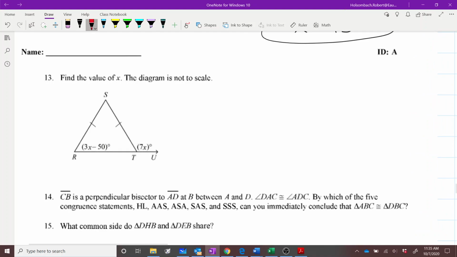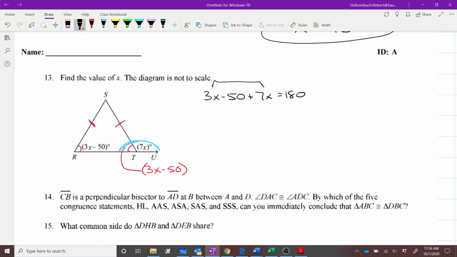Problem number 13, another isosceles triangle. If two legs of a triangle are congruent, then the angles opposite those legs are congruent, which makes this angle equal to 3x minus 50. Which makes these two angles a linear pair. So your 3x minus 50 plus 7x equals 180.